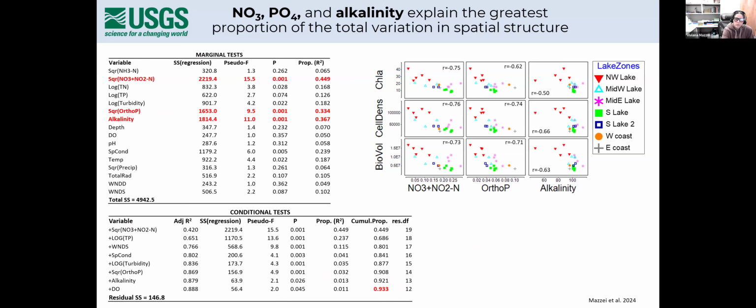And we saw, kind of surprisingly, but not really, that those top 3 explanatory variables were negatively correlated with the 3 different biomass metrics that we looked at: chlorophyll, cell density, and biovolume. And even though it may seem counterintuitive, usually we think, oh, there are high nutrients, we're going to have high abundance or high biomass. But this inverse relationship has been documented previously in Lake Okeechobee and other eutrophic lakes.